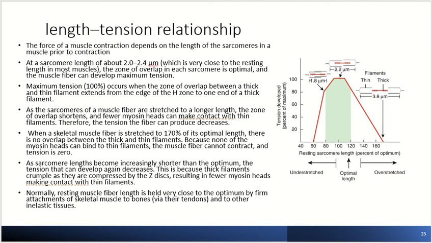So normally a resting muscle fiber length is going to be held very close to the optimum range by those firm attachments of skeletal muscle fibers to bone via their tendons, as well as to other inelastic tissues. So your body's doing its best to keep it within the optimal range so that contraction can be produced.